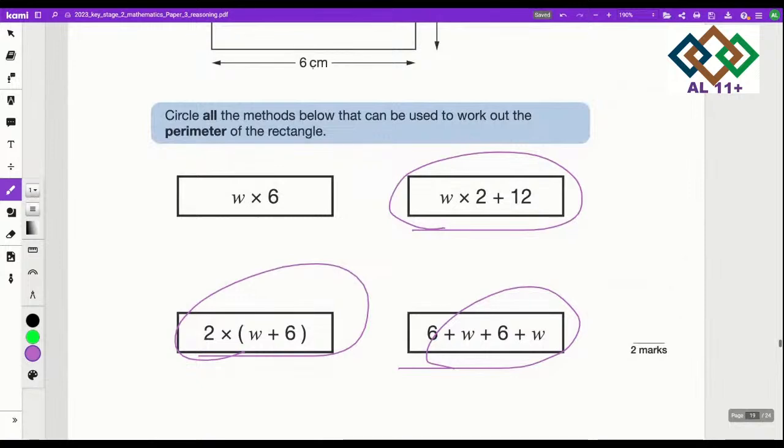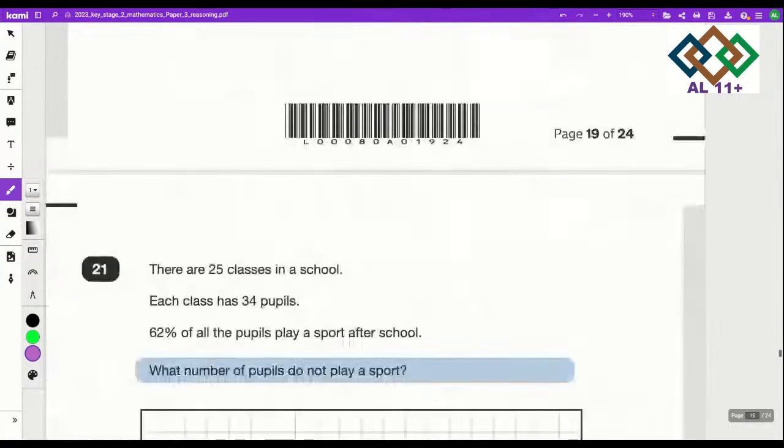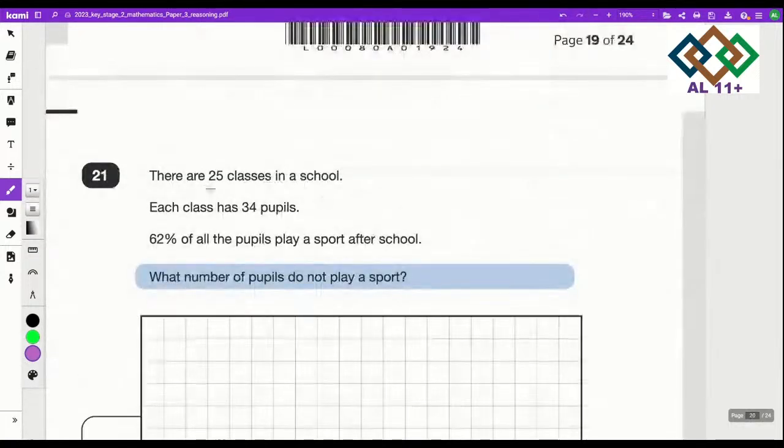So now you are on 21. So 21 tells you that there are 25 classes in a school and each class has 34 pupils. 62% of pupils play a sport after school. Which number of pupils do not play a sport? So the way of finding this one is, you will multiply first 25 multiply by 34.